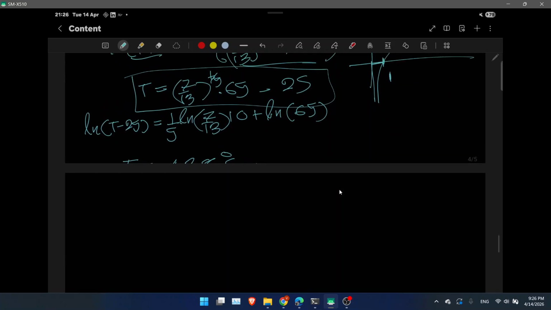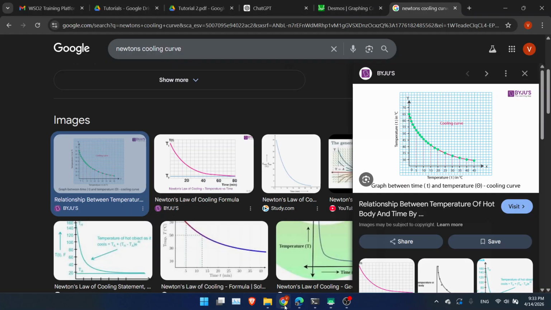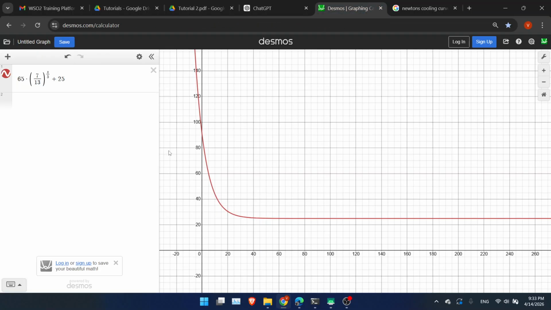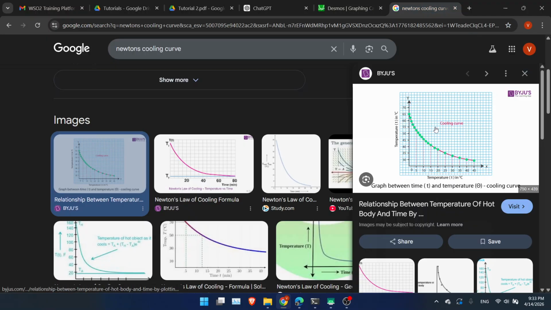So if you are in high school and you see there is some kind of Newton's cooling law, which you should have learned. So if you draw the graph, T is equal to 7 over 13 to the power t over 5 times 65 minus 25, what will you get? Let me show you. So yeah, this is positive and this is minus 25, it's going to this side, so it becomes plus 25. If you plot this graph, what you actually get is this. I use decimals, and what you get is this. If you look at the famous Newton's cooling curve, it is like this.